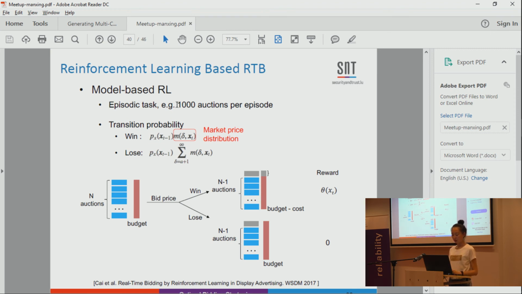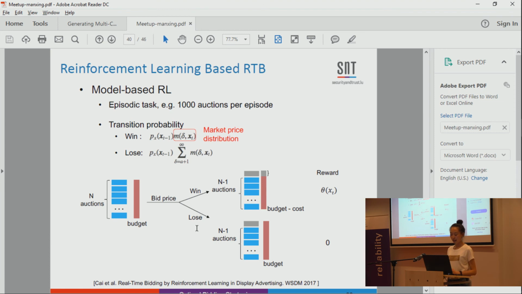For example, we have, let's say, 1,000 auctions per episode, and we reset the budget setting for every 1,000 auctions. And we need to calculate the transition probability. Here, let's just say the state is the number of auctions left in this episode, and also the budget which is allocated for this episode. Once we have this state, we need to take an action, which is the bid price. And there are two possibilities: we win or we lose.